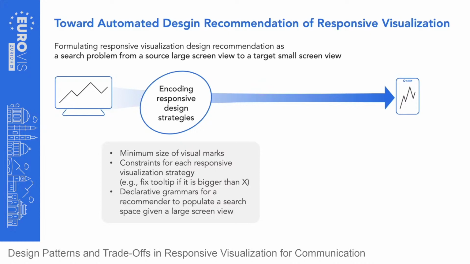To enable this, future work should encode responsive design strategies in a formal way. This could include defining minimum size of visual marks to be perceived or conditions to which responsive strategies are applicable. Declarative grammars will be useful for a recommender to populate a wide search space given a large screen view.